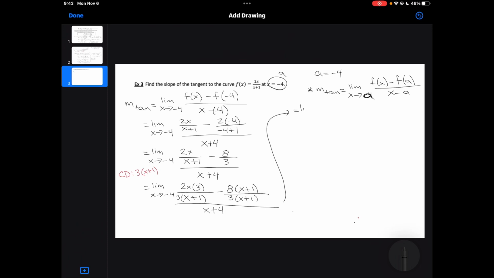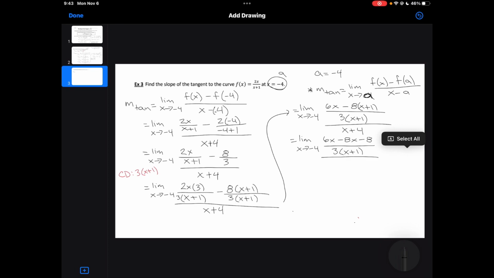So let's keep going. We've got the limit as x approaches minus 4 of 6x, take away 8 times x plus 1, all over 3 times x plus 1, all over x plus 4. I can simplify and collect like terms in my numerator. I've got 6x minus 8x minus 8, all over 3 times x plus 1, all over x plus 4. And I can keep going. I've got minus 2x minus 8 over 3 times x plus 1, over x plus 4. Maybe you can see where this is going.